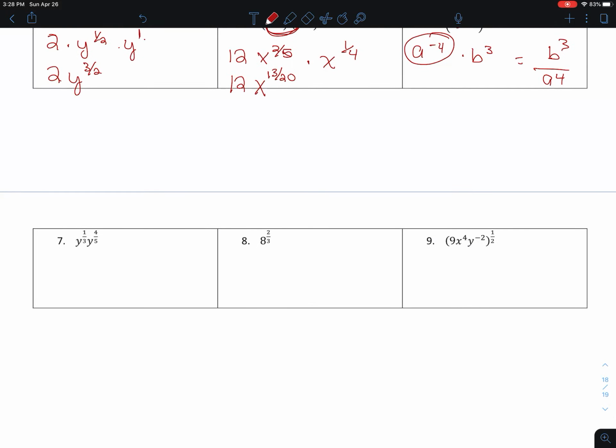All right, here are 3 problems. Pause the video for a minute, and if you guys can complete those 3 problems, it's great. All right, welcome back. So this first one, we're just adding exponents. So this would be y to the 1/3 plus 4/5.